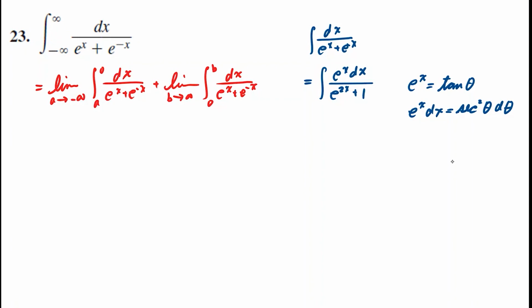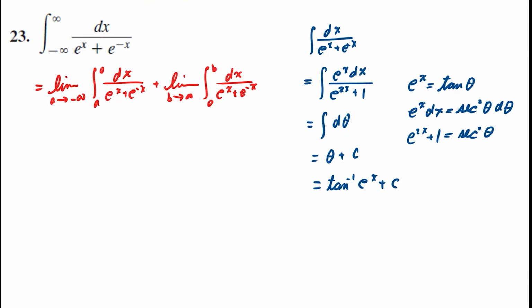Okay, now the denominator, e to the 2x, the quantity e to the x squared, plus 1 is tangent squared plus 1, isn't it? And that also becomes secant squared theta. So we have this thingy over this thingy, right? So the secants cancel, so we only get the integral of d theta, which of course is theta plus c. And our theta, now you have to be careful, is the inverse tangent of e to the x, plus c. You with me?